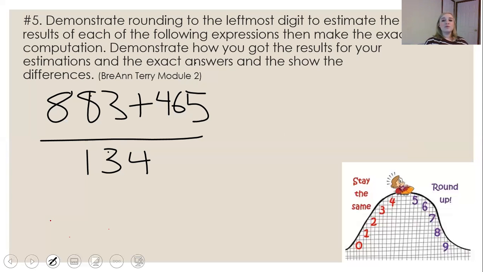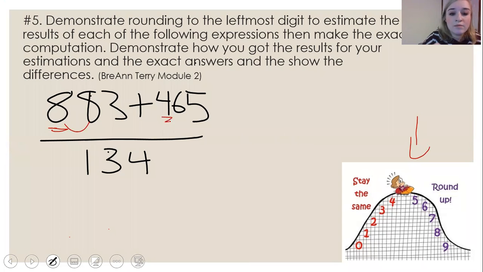Demonstrate rounding to the leftmost digit. Estimate the results of the following expressions that make an exact computation. Demonstrate how you got your results and your estimations. So we're not going to get an exact answer here. We're going to be rounding. So as you can see, when we're rounding, we look at this number to determine how we're going to round that.